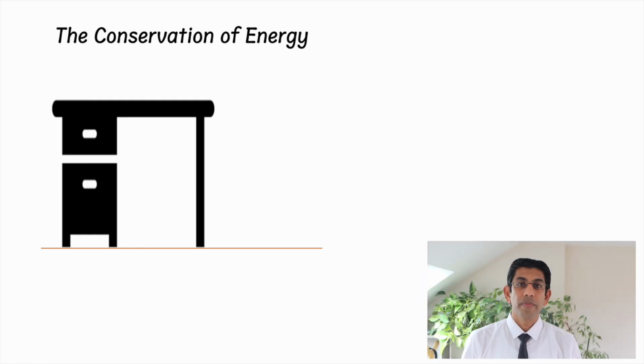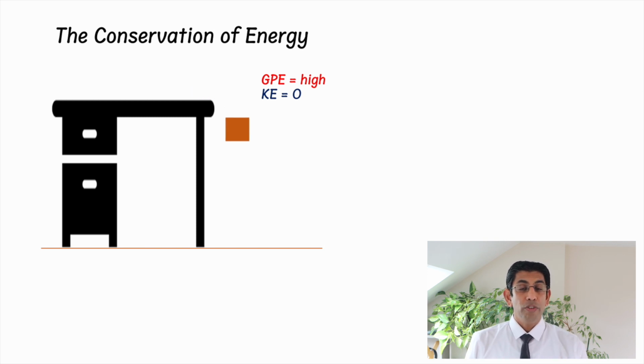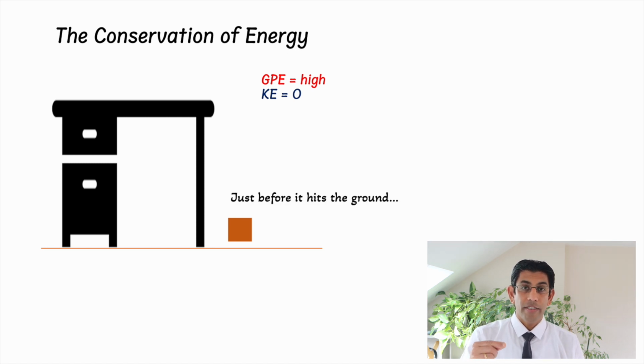In this example, as you can see, an object is placed on top of a desk. Because the object is above the ground, it has a height, therefore it has gravitational potential energy. But the object is stationary, and therefore its kinetic energy is 0. If the object is falling from the desk, it is coming down from the desk, it's losing its height, and therefore is losing its gravitational potential energy. However, it's picking up speed, therefore its kinetic energy is increasing.